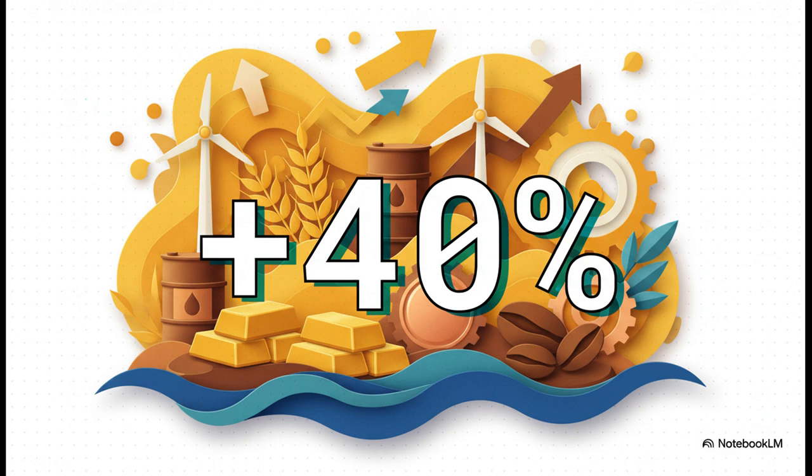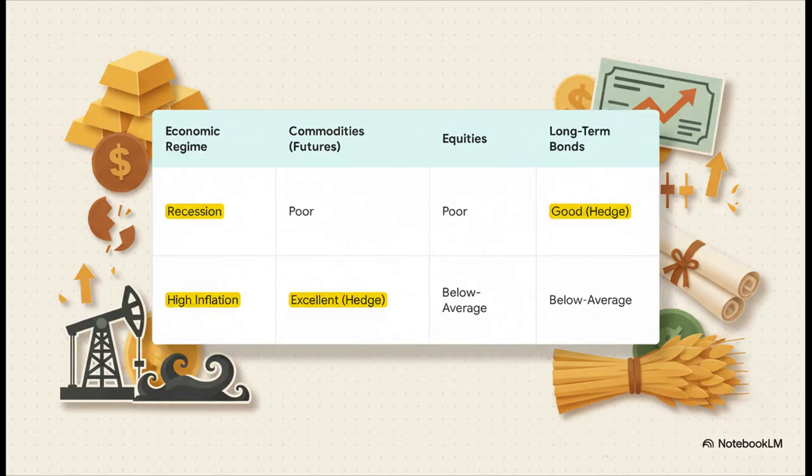And that, right there, is their main role in a modern portfolio. In this table, it lays it out perfectly. Look, during a recession, commodities stink, so do stocks. In that scenario, long-term bonds are your hedge. But what happens in a high inflation world? Well, now stocks and bonds are giving you below-average returns, but commodities are an excellent hedge.